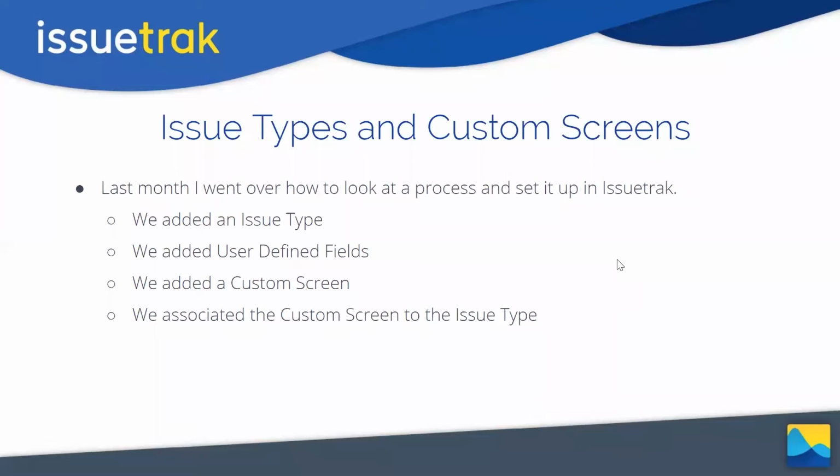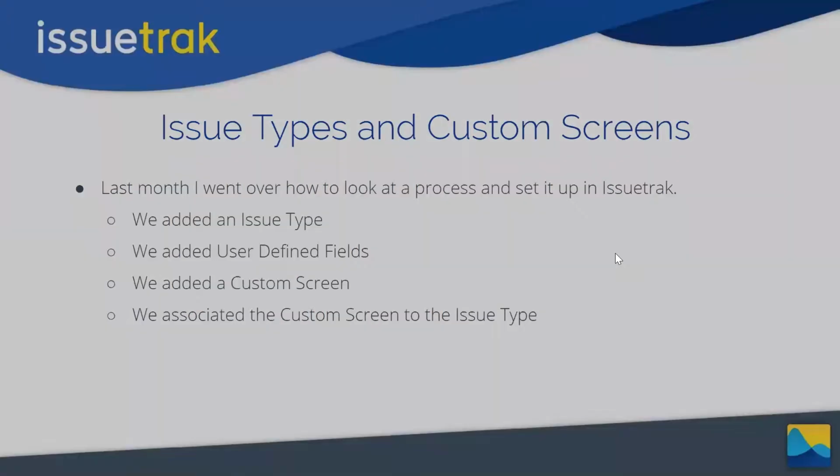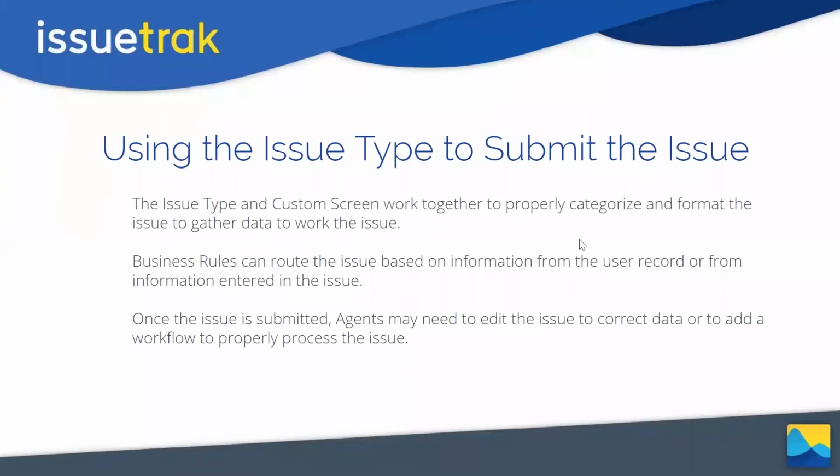What we're going to do is kind of go back. In our last webinar, we talked about issue types and custom screens, and I showed you how to set up issue types. I gave you the example of the custom screens, and what we did was add functionality. It's a good way of submitting issues. Here, we're making issue types and custom screens work for us. It's properly categorizing the issue, formatting the data we want to gather, using business rules, and it can route the information.